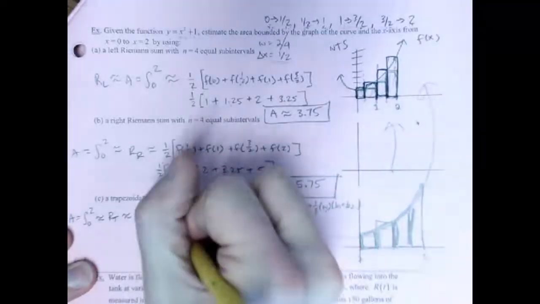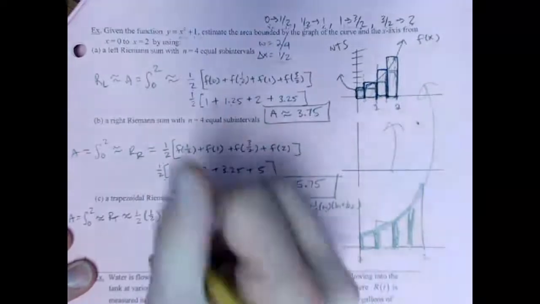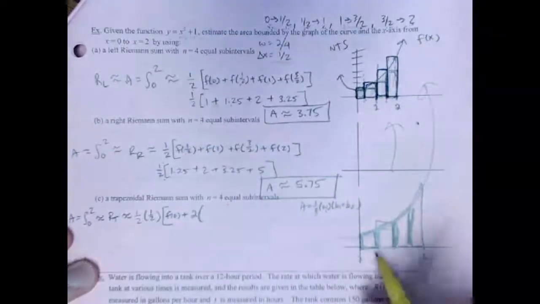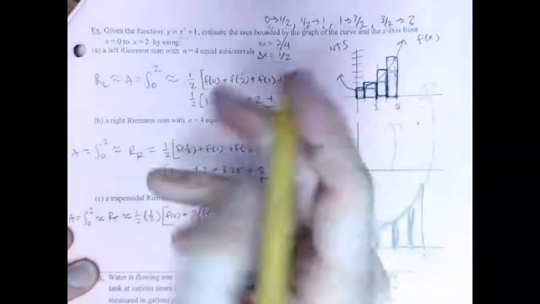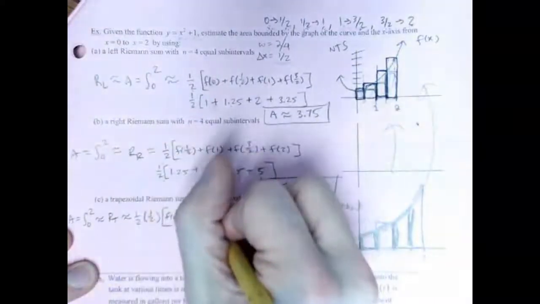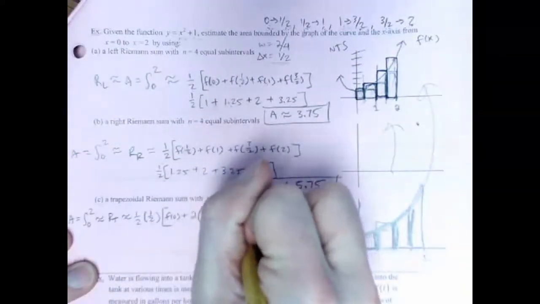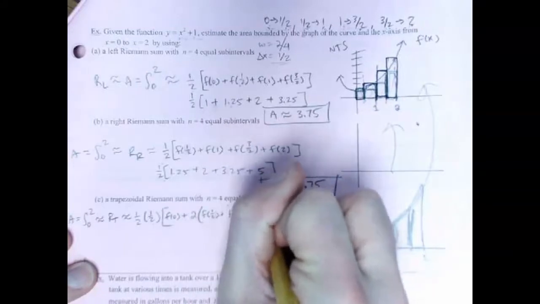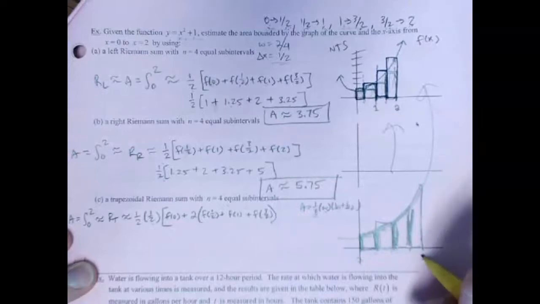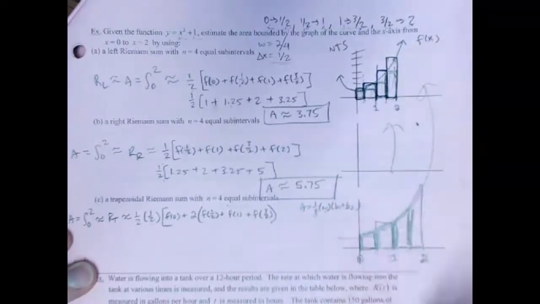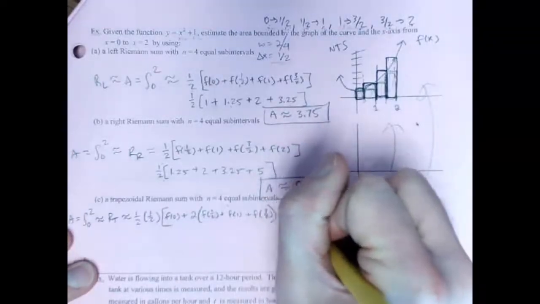So here we go. f of 0 gets used once, plus 2 times f of 1/2, f of 1, f of 3/2. Those all get used twice. So 1/2, 1, and 3/2 get used twice. And then the last one, f of 2, gets used once. That's kind of a little bit confusing, right? That one gets used once, those all get used twice, and then that one gets used once. So plus f of 2.